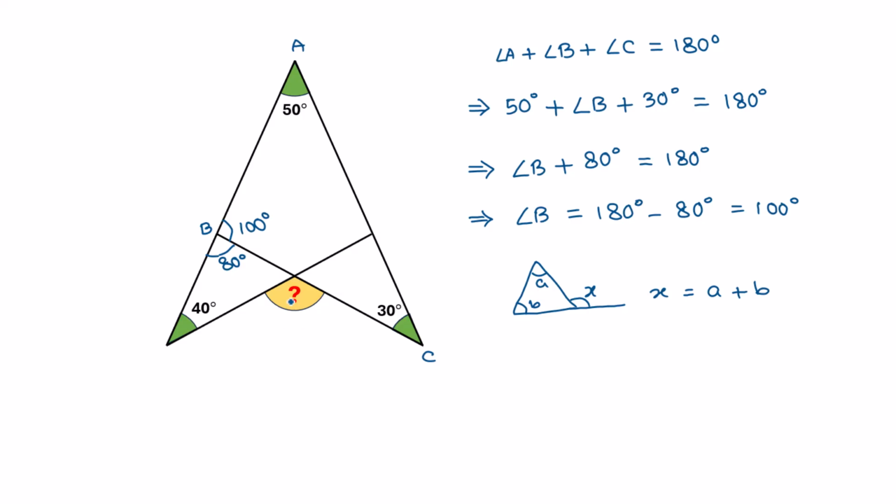By this, we will get this unknown angle as 80 degrees plus 40 degrees. So this unknown angle is equal to this 80 degrees plus this 40 degrees, is equal to 80 degrees plus 40 degrees is 120 degrees. So this angle is 120 degrees. And this is the solution of our given problem.